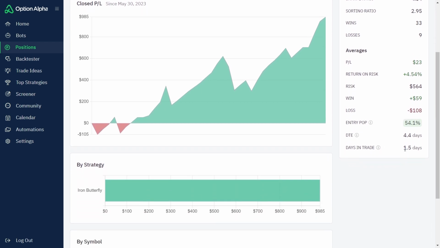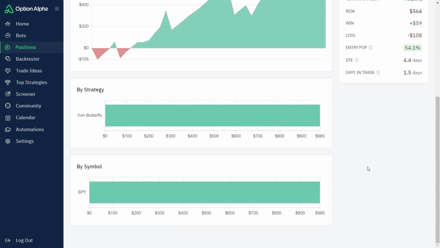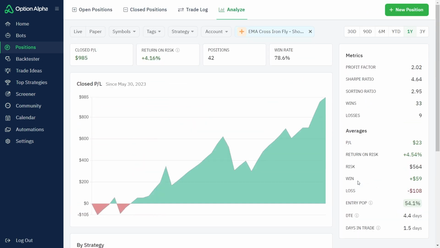So here, the DIT average is 1.5 days. So it's a very, very quick trading bot. You're only entering 1 a day, and that's every day of the week. Let's see, what else can we glean from here? They're, of course, all iron flies, and I'm only trading on SPY. But one thing I did want to note was I tag each of these positions, whether it's a bearish iron fly, a neutral iron fly, or a bullish iron fly.